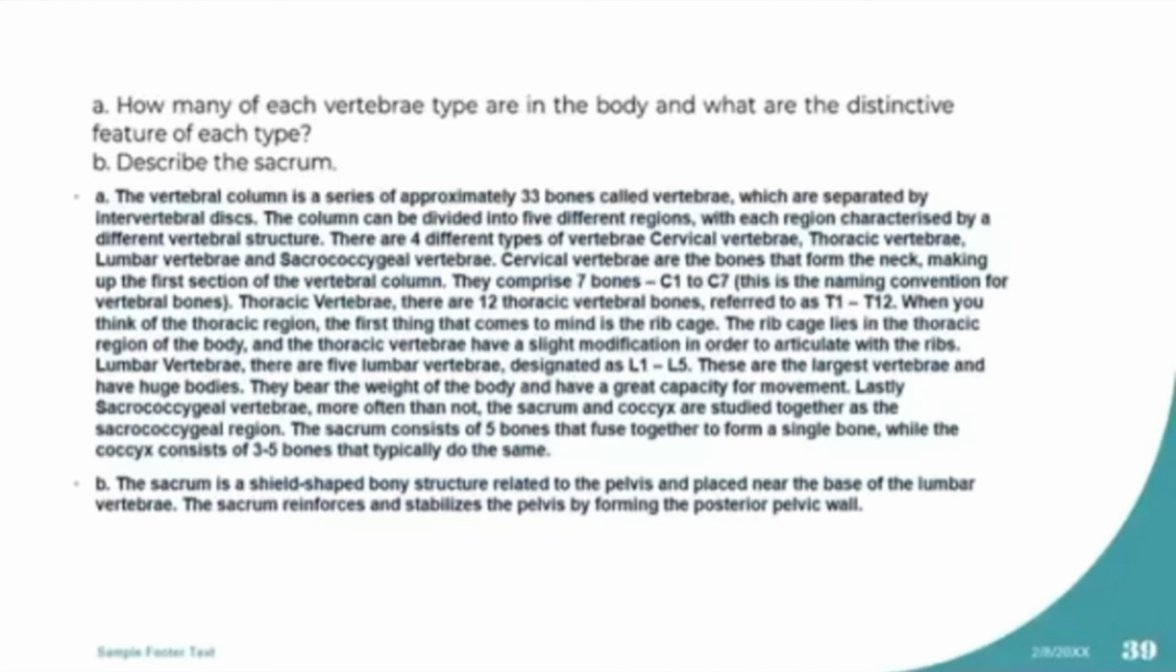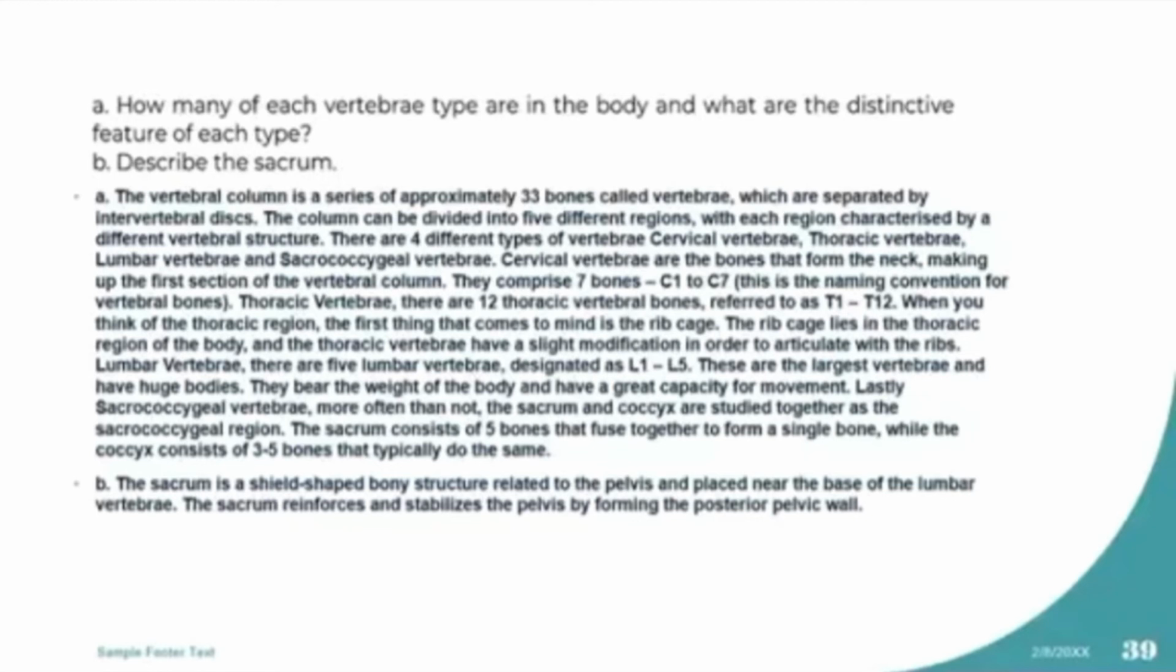Lumbar vertebrae, there are 5 lumbar vertebrae designated as L1 to L5. These are the largest vertebrae and have huge bodies. They bear the weight of the body and have a great capacity for movement.